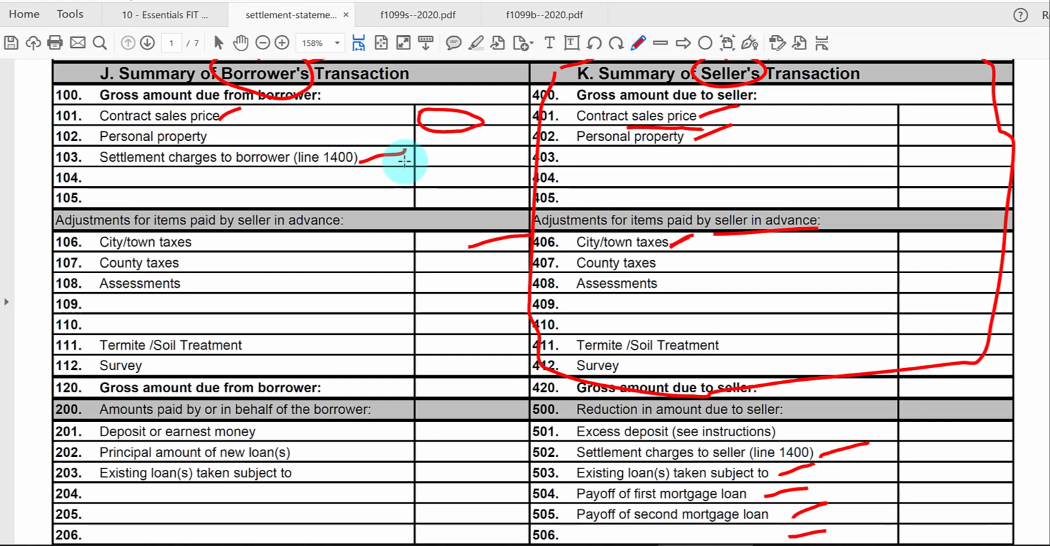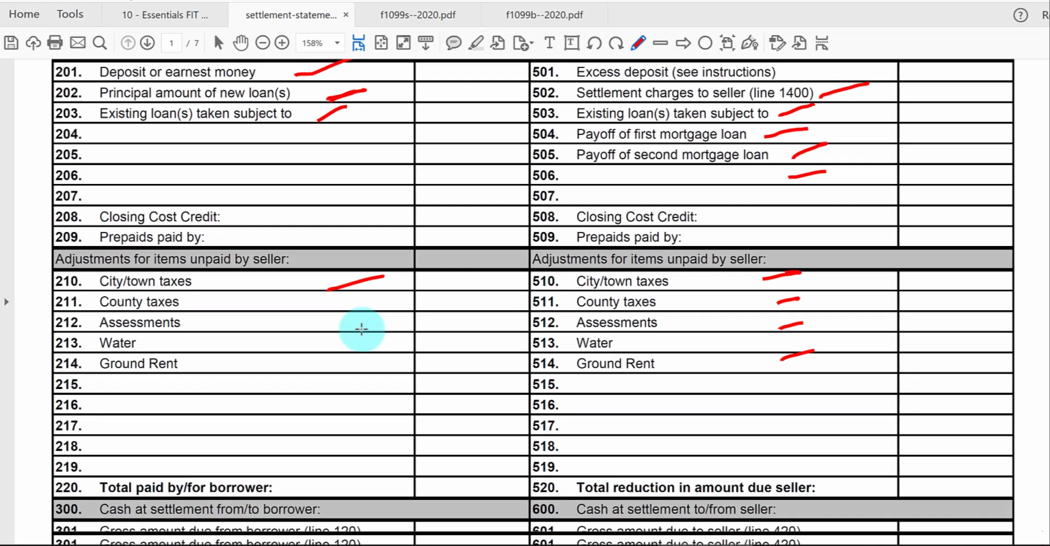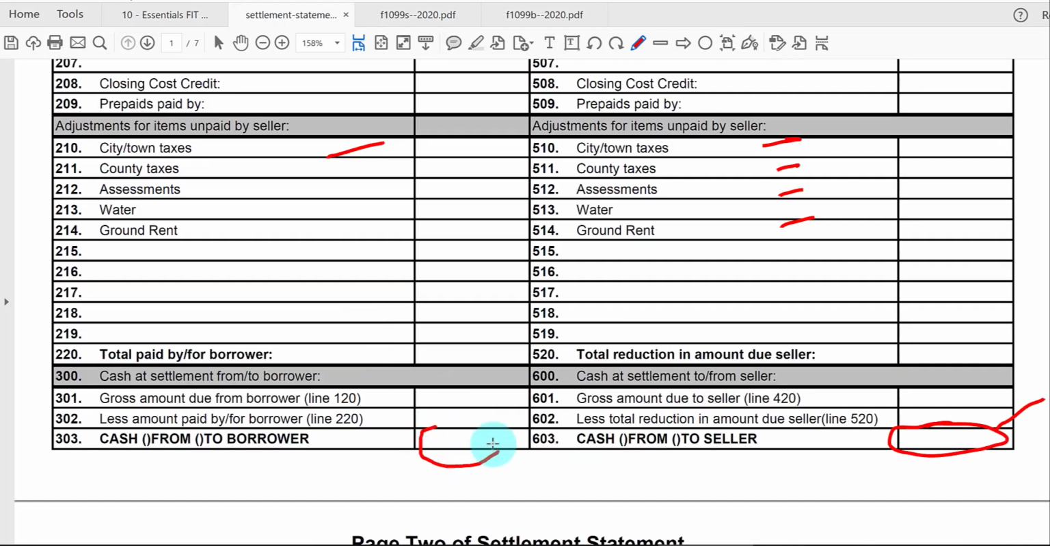And how they're going to finance all of this, either through some type of down payment, or assuming an existing loan, or taking out a new loan, or coming up with a balance due over here when all of this is closed in the escrow. Let's take a look at page 2.